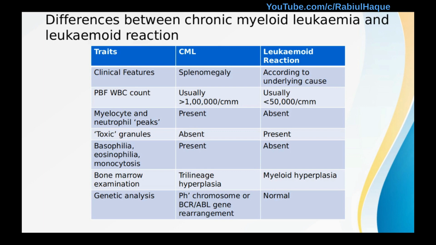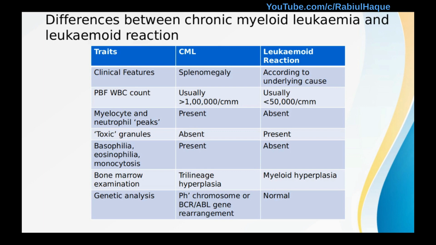Now, we had seen that in chronic myeloid leukemia, there are peaks of myelocyte and neutrophil, and such peaks are absent in leukaemoid reaction. On the other hand, toxic granules are absent in chronic myeloid leukemia, but they are present in leukaemoid reaction. Basophilia, eosinophilia, monocytosis, these are seen in chronic myeloid leukemia, and they are usually absent in leukaemoid reaction.